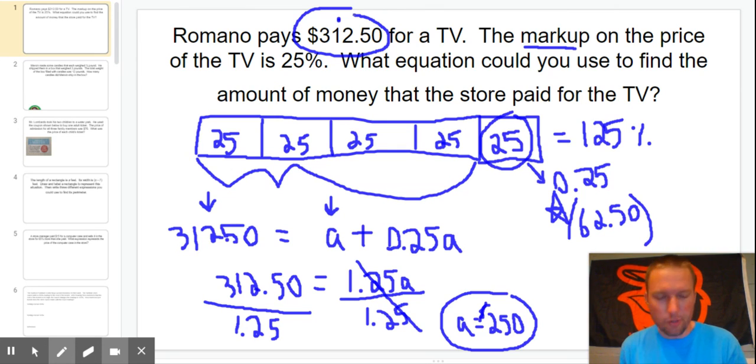So I would like you to practice problems very similar to this. You have today's daily lesson and assignment. You have tomorrow's daily lesson assignment. There are no new math lessons on Wednesday, and then we have a special class meeting on Thursday. There will be no new lessons or assignments on Thursday.